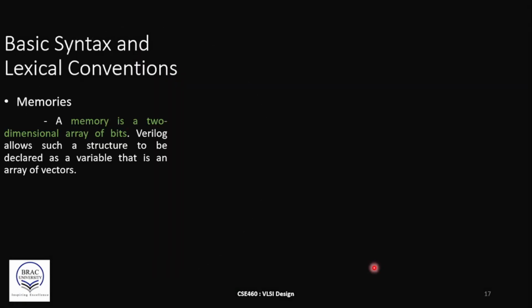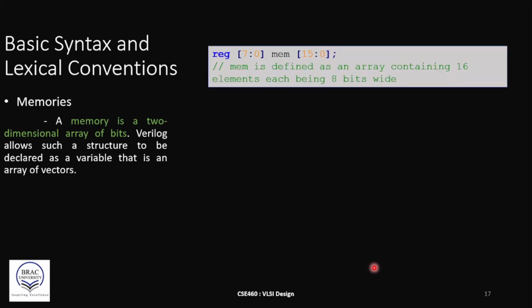Verilog also supports memory type variables. Memory type variable in Verilog has the same structure of an array in C. This code shows how a one-dimensional memory block can be initialized in Verilog. Here, mem is an array of 16 elements, with each element being 8 bits wide.